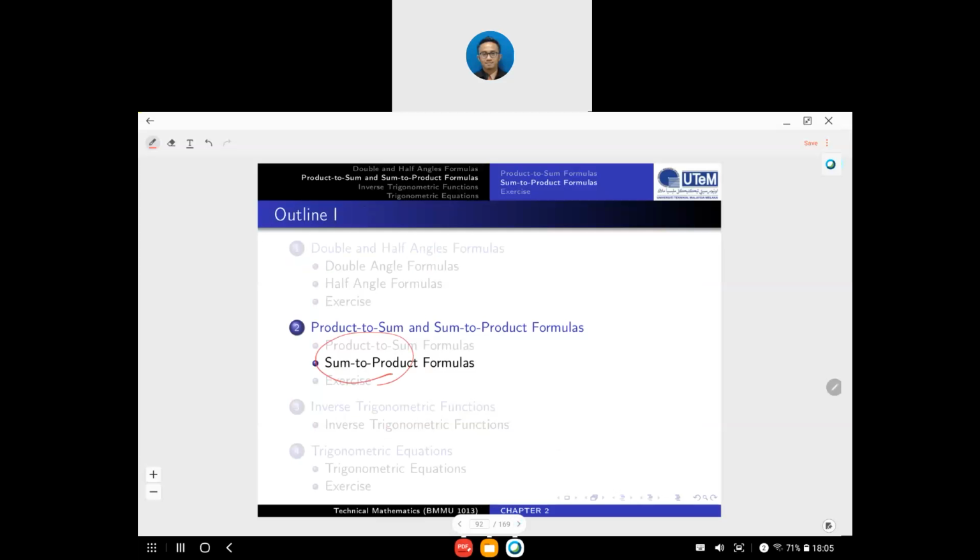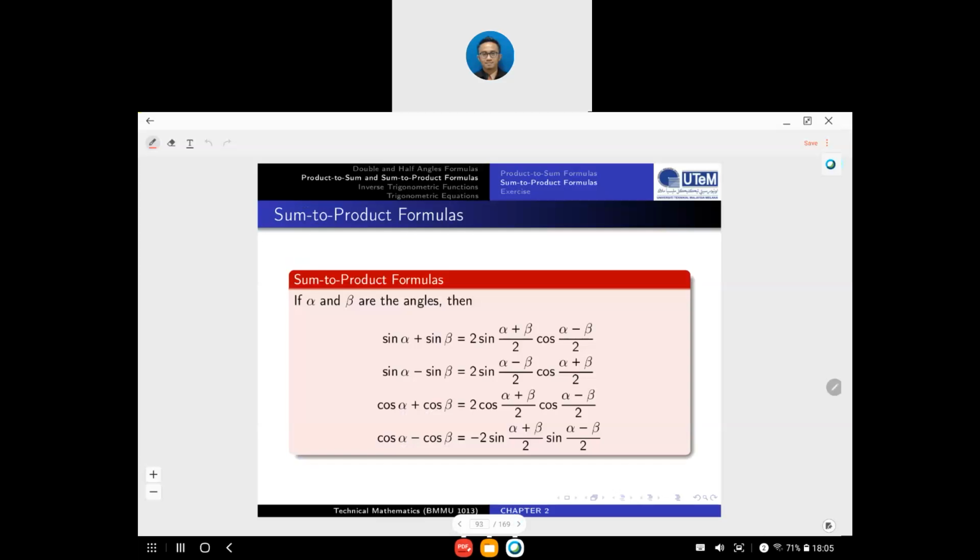Daripada hasil tambah nak pergi kepada darab. Also same thing, if you have sin alpha plus sin beta, so it becomes 2 sin alpha plus beta divided by 2 times cos alpha minus beta divided by 2. Make sure, jangan ya, saya cakap jangan. Please do not simplify 2 ni. Jangan awak simplify, dia tak boleh.